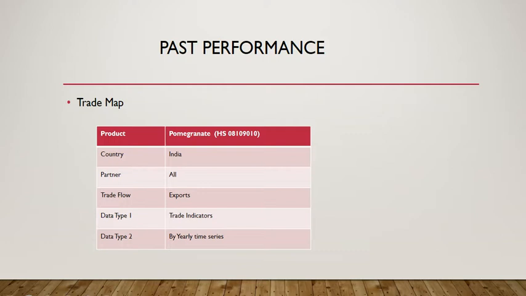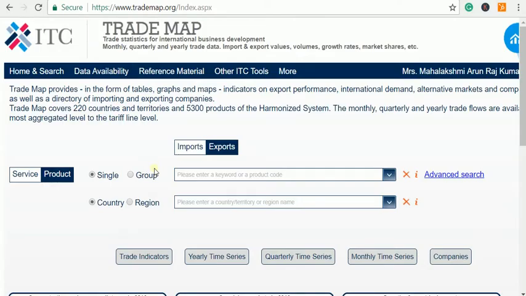For the past performance, we are going to use the Trade Map website, which will give you good insight on how a product has been performing in the past 5 years. So now we are on the trademap.org website. We are going to use this website to check the past performance of a particular product's export. India is the leading exporter of diamonds. So let's see how India has been performing in diamond exports for the past 5 years.